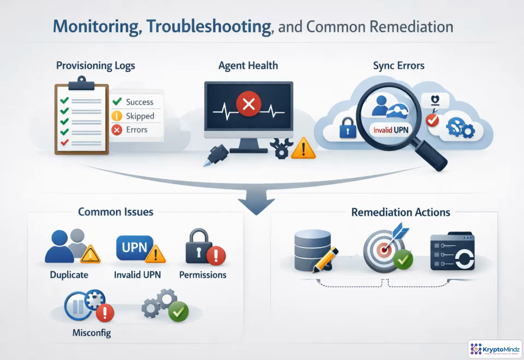Most failures map to a few root causes, such as duplicate attributes, invalid UPN formats, permissions, or users falling outside scope. Fix the source, not just the symptom. Correct AD attributes, adjust scope rules, validate credentials, and restart or redeploy agents only when the agent is truly the problem.